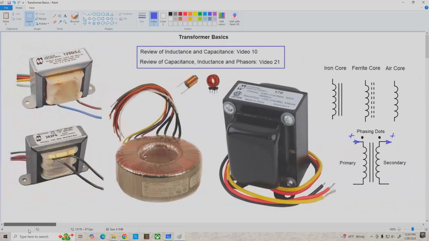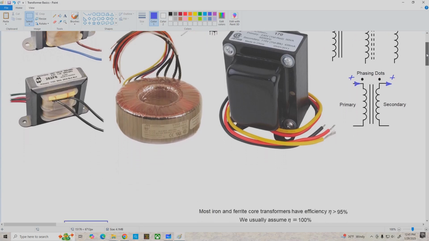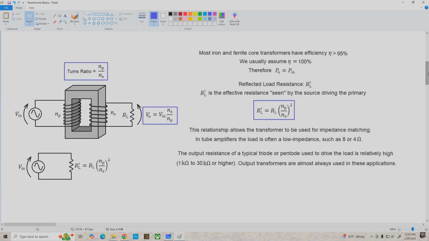Now, let's talk about some of the basic characteristics of transformers that we're going to be using in circuit analysis and design. And of course, one of the main specifications for a transformer that I'm sure anyone watching this is aware of is the turns ratio, the ratio of the number of turns on the primary over the number of turns on the secondary. And from this, we can determine the output voltage for a given input voltage applied to the transformer. Vout equals Vin times Ns over Np. This is the reciprocal of the turns ratio.